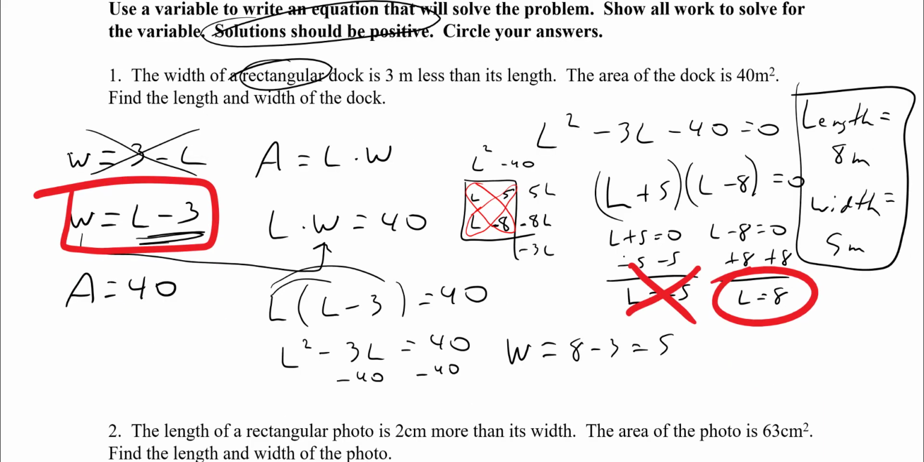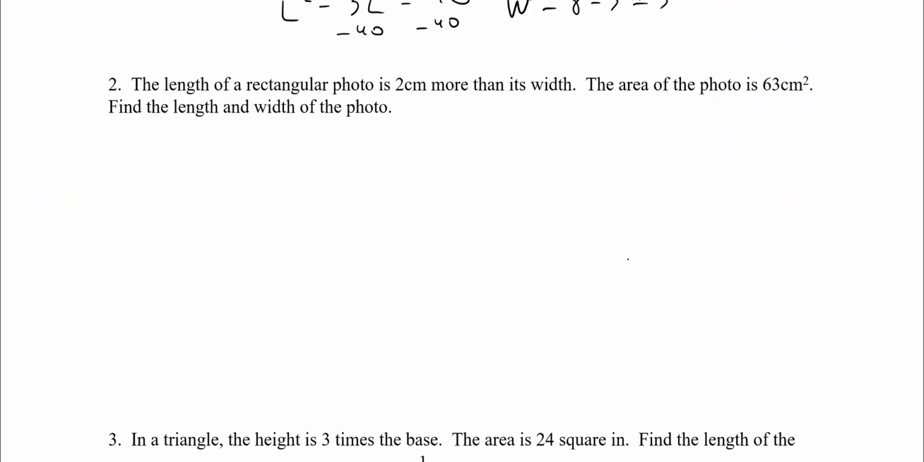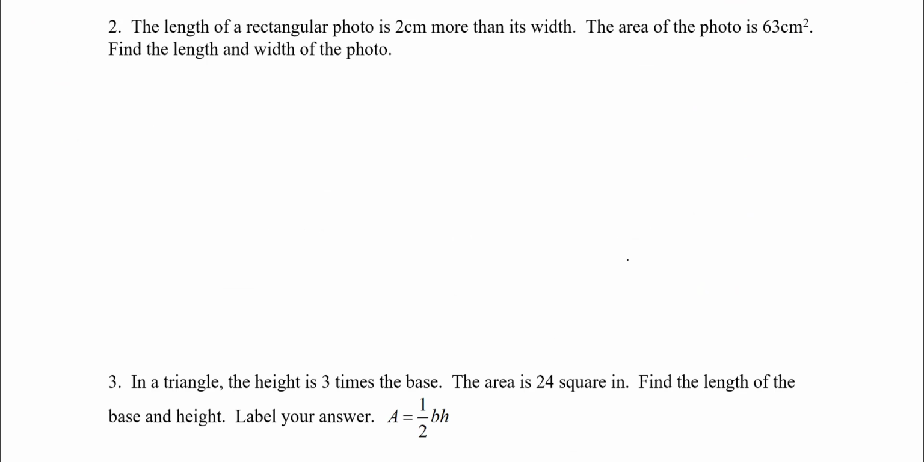Let's move on to the next problem. The length of a rectangular photo is 2 centimeters more than the width. So again, length is 2 more than the width, so say W plus 2. Some of you might want to say 2 plus W, and that doesn't necessarily hurt you here, but if you're consistent and always put that variable first, you're going to get it right.